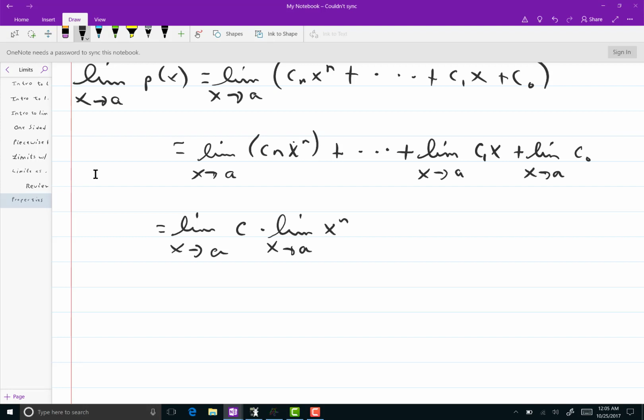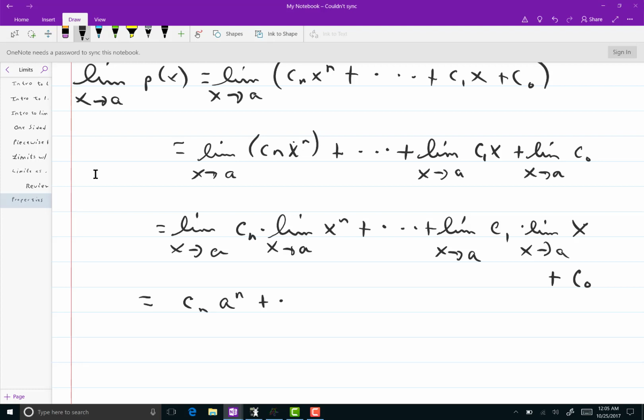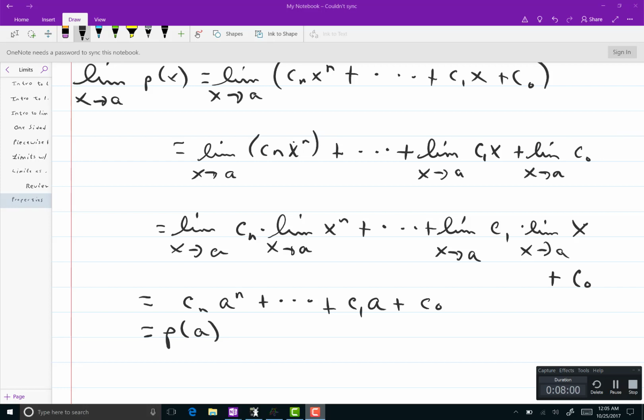The limit as x goes to a of c times the limit as x goes to a of x to the n, plus dot dot dot, the limit as x goes to a of c1 times the limit as x goes to a of x, plus the limit as x goes to a of c0, which I already knew. The constants are not affected by limits, so the limit as x goes to a of any of the c's is just those c's. However, x to the n turns into a to the n, x turns into a, and that is equal to p of a.